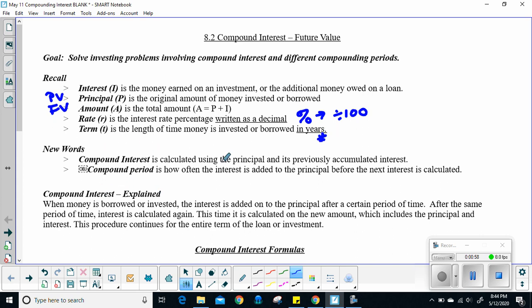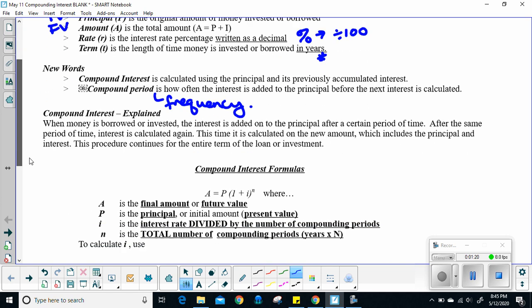We're going to look at compound interest today, which is calculated using the principal and the previously accumulated interest. So that means that interest is happening on top of interest. And the compounding period is how often the interest is added to the principal before the next interest is calculated, okay? So that's like our frequency in 1 year, okay? So what are we talking about here?